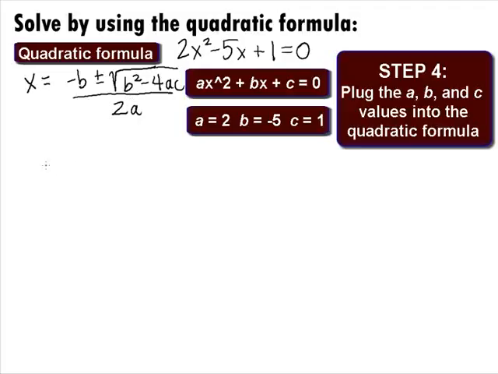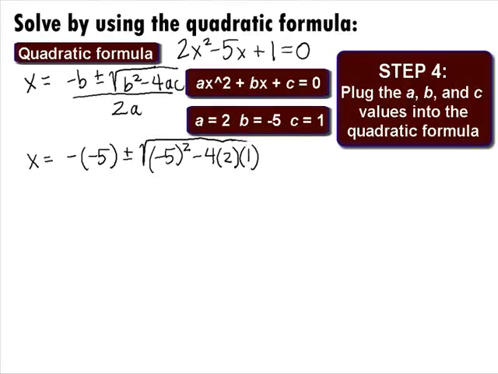Plugging in our values into this formula, we're going to get x equals a negative, and b is a negative 5, plus or minus the square root of b squared, so we'll have a negative 5 squared, minus 4 times a, which is 2, times c, which is 1, all over 2 times a, which is 2.